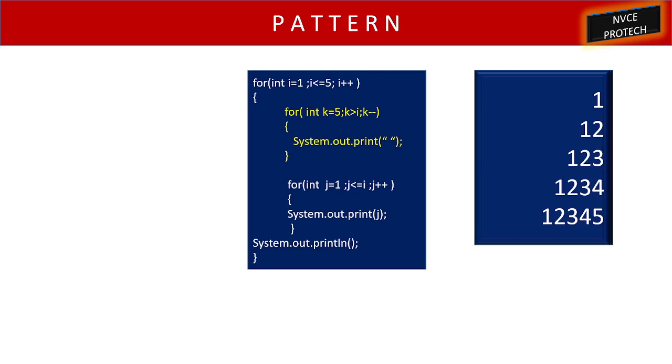The initial value of this loop will be the end value of the outer loop, and the condition will be tested with the outer loop variable. And also you have to note, if the outer loop is incremental, then this loop will be decremental, and if the outer loop is decremental, then it will be incremental.